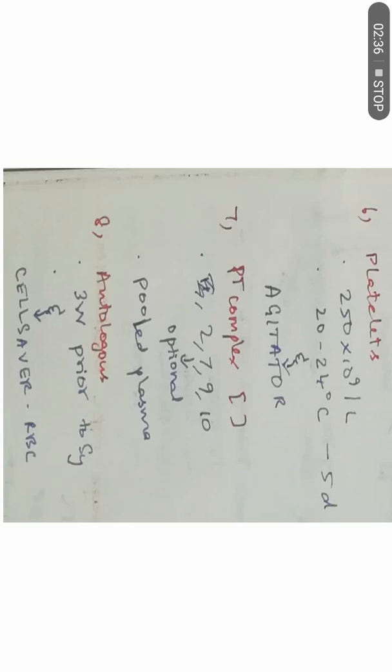Platelets are stored only for a period of 5 days, approximately at room temperature, 20 to 24 degrees Celsius. But the special point is that platelets are stored in an agitator. PT complexes, that is prothrombin complexes, with factors 2, 7, 9, and 10, are very essential. They are derived from pooled plasma. Autologous blood transfusion means that before elective surgery, the person undergoing the surgery can save his or her own blood 3 weeks prior to the surgery using a cell saver, which filters only the RBCs and takes them out. So this is a small mnemonic, ABC: autologous blood and blood products, and cryo.